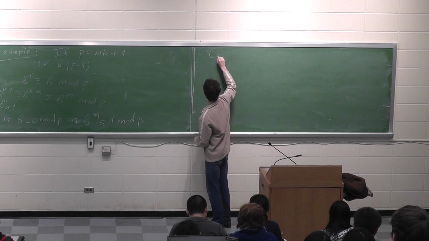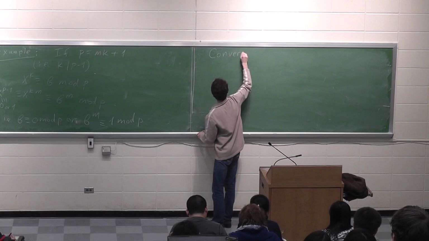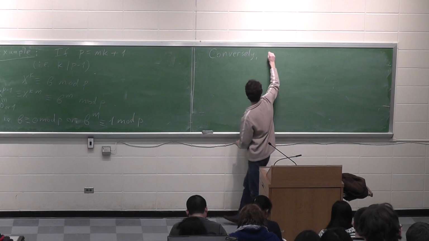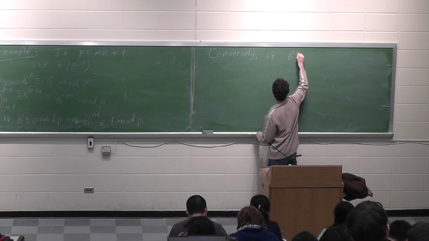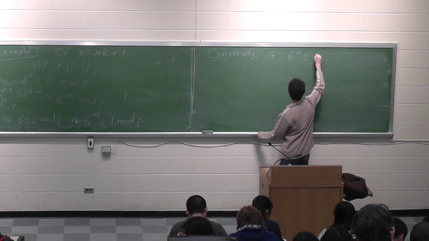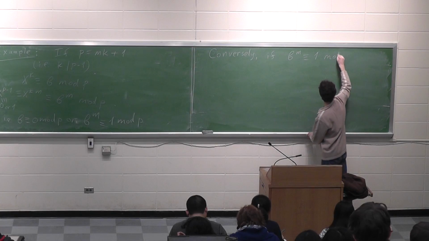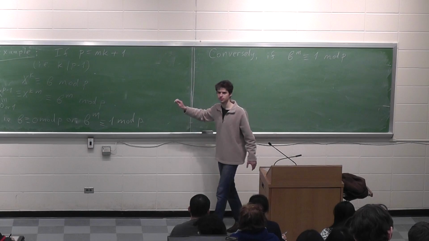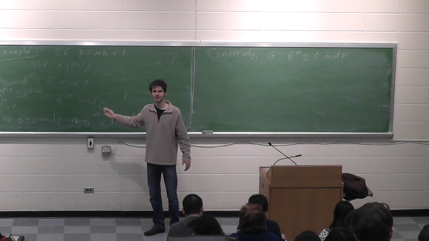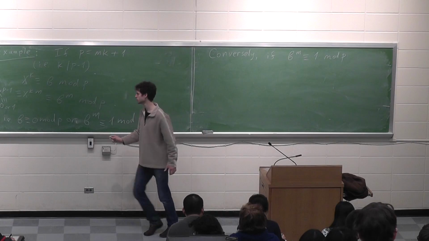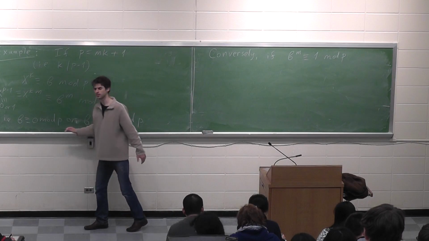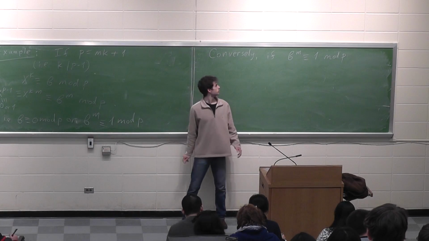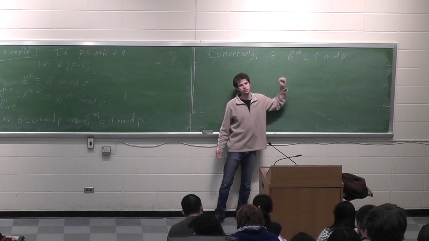So conversely, if you know that b to the power m is congruent to 1 modulo p. Because if b is equal to 0, there is nothing to think about. x equal to 0 is a solution. So I'm not even considering this case. This case is interesting. Suppose that b to the power m is equal to 1.